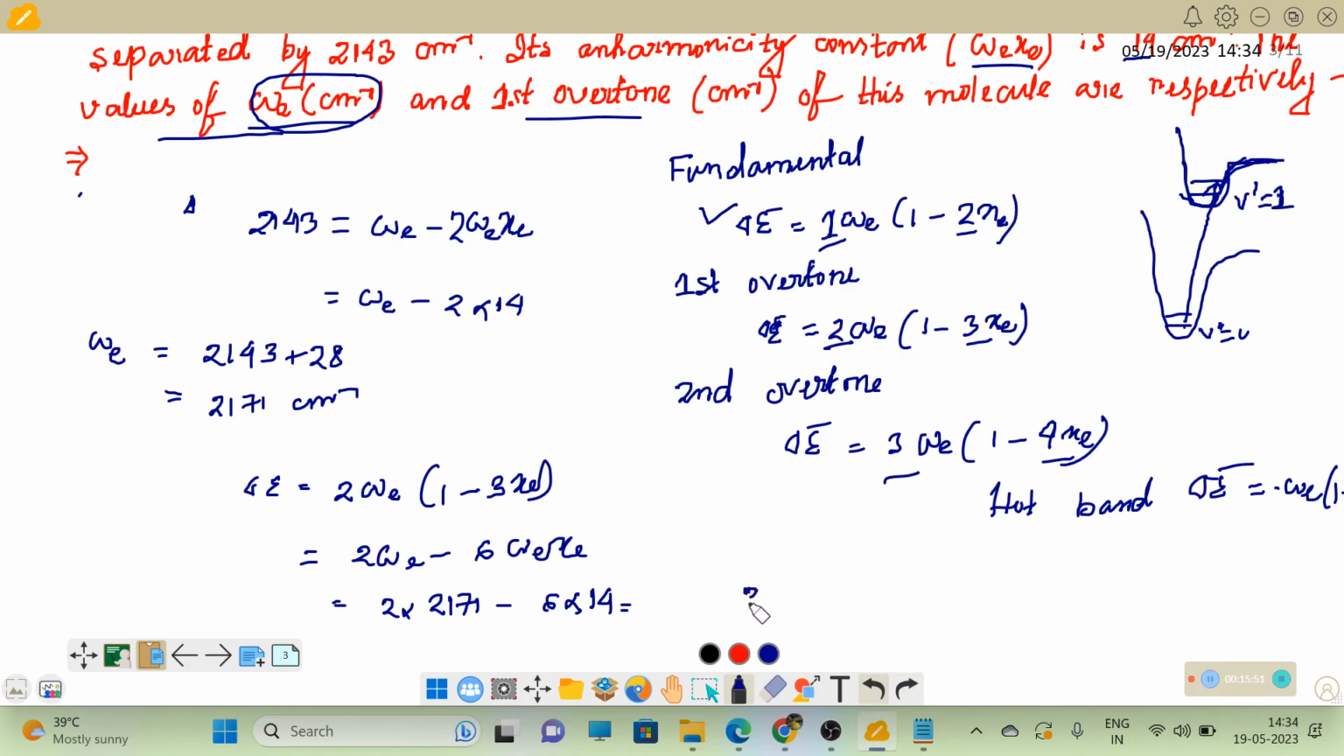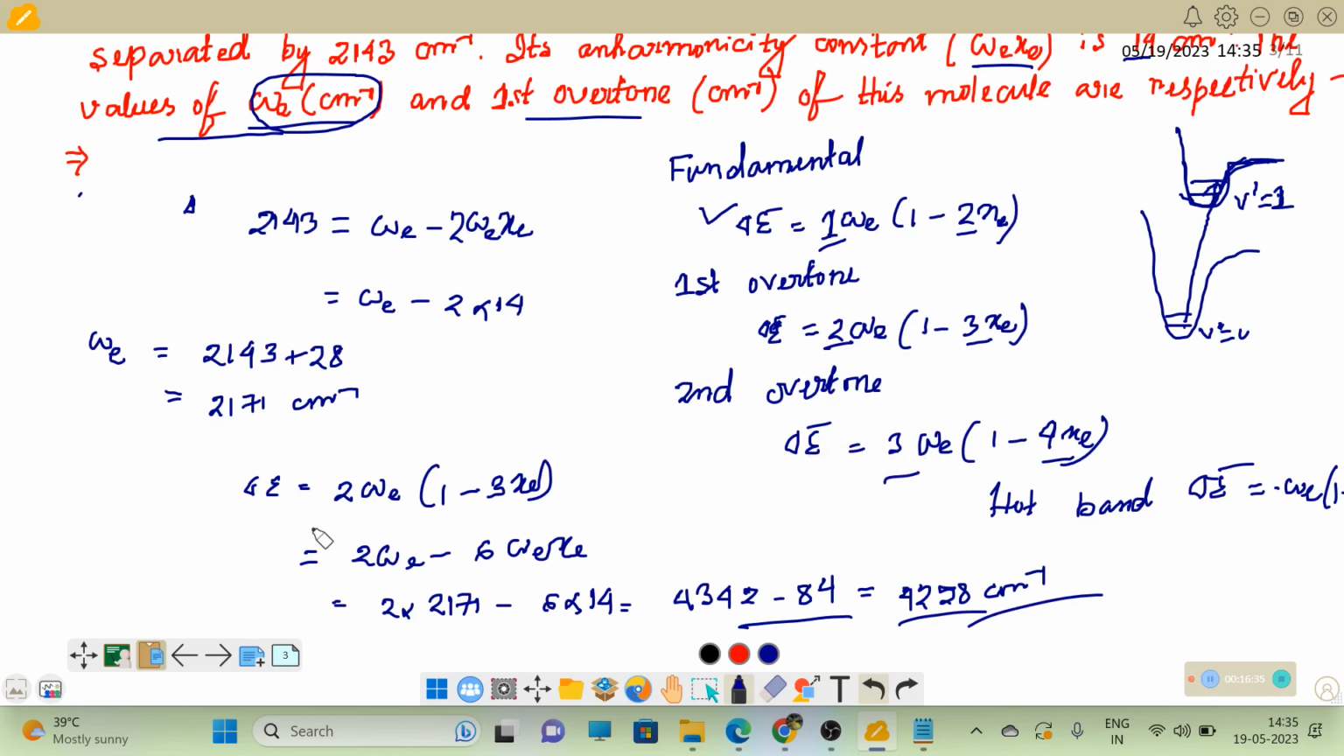That will be 2 into 2171, that is 4342, minus 84, equal to 4258 centimeter inverse. Sorry, I am making so many mistakes. That is the energy of the first overtone. Okay, I think you understand this problem.